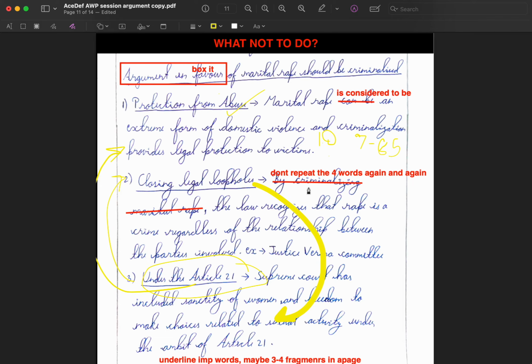What is the correct order? Correct order is what is important, that comes first. What is least important or least impactful, that comes at the end.